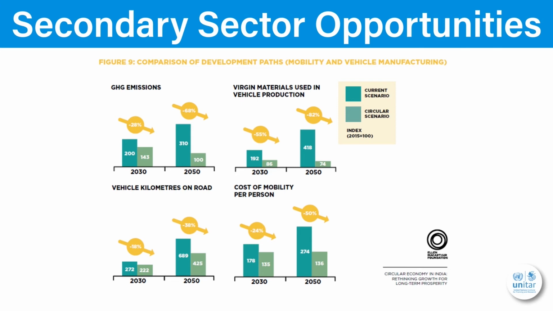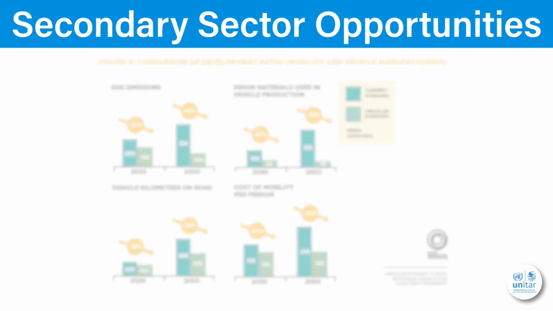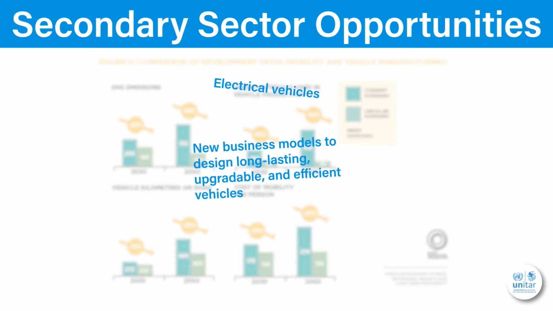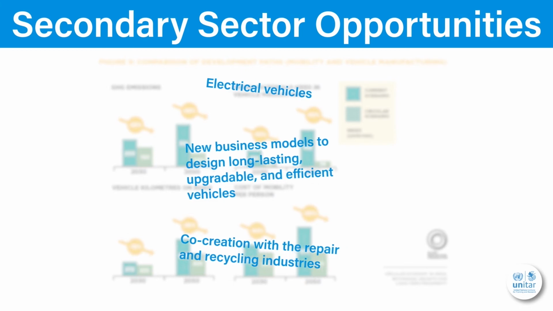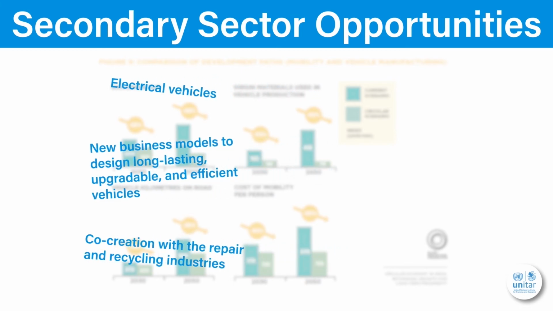Interventions in the circular scenario proposed, compared to the current scenario, are, for example, the use of mostly electrical vehicles, manufacturers implementing new business models to design long-lasting, upgradable, and efficient vehicles, and co-creation with the repair and recycling industries, leading to easier remanufacturing and recycling of cars. The circular economy scenario could generate a $482 billion annual benefit for the mobility and vehicle manufacturing sector in India.